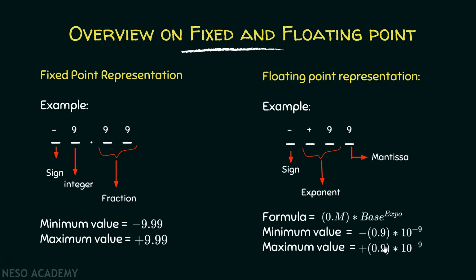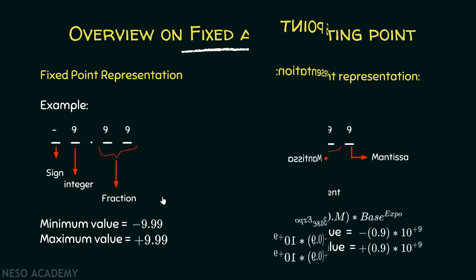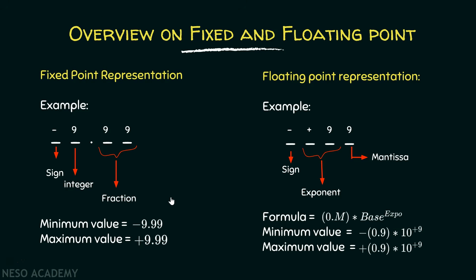For example, instead of 0.9, if you want to represent 9.0, you would be able to do that by reducing the exponent to 1 and make it plus 8. Minus 0.9 into 10 raised to the power plus 9 is very small value as compared to minus 9.99. And plus 0.9 into 10 raised to the power plus 9 is very large value as compared to plus 9.99. This is the reason why floating point is preferred over fixed point. This is the brief introduction to fixed and floating points.